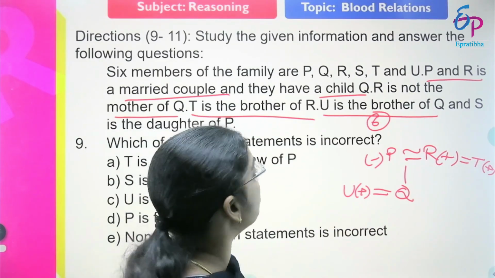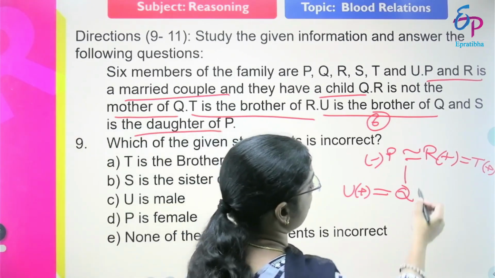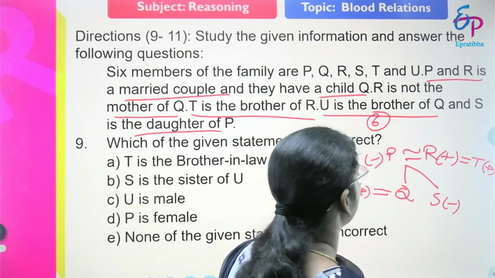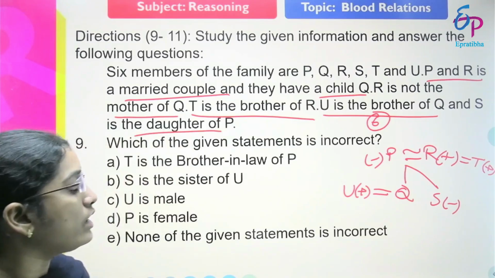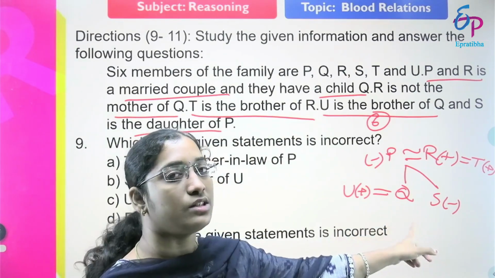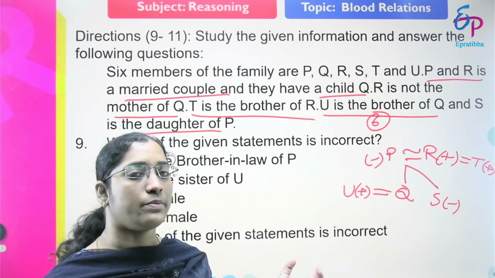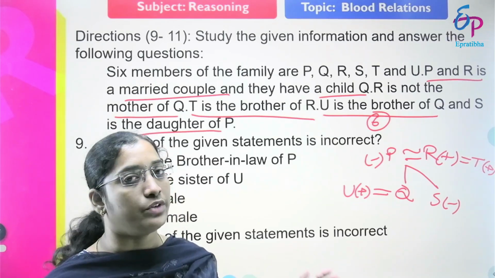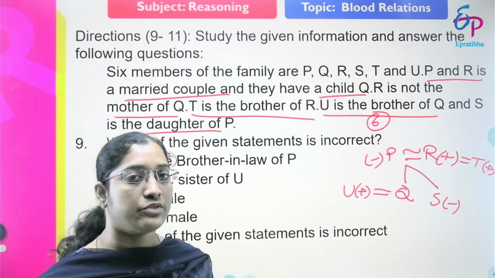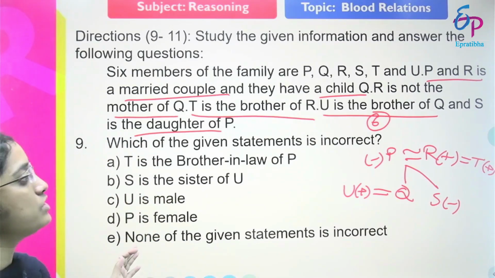U is the brother of Q and S is the daughter of P, friends. So S is the daughter of P. In the complete information we get 6 persons, but we are not getting the gender of Q. In this complete question information, they have not mentioned the gender of Q, in a direct or indirect way. So using that information we need to solve the question, right?